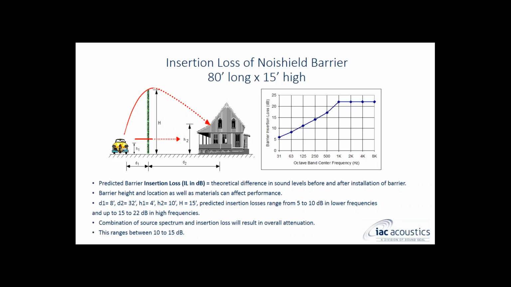It's important to keep in mind that the combination of the spectrum of the source sound energy and the insertion loss is going to determine the overall attenuation. Typically, that overall attenuation for a barrier screen will range somewhere between 10 to 15 dB. And I'll give you a little demonstration right now of how that barrier performance can change by varying the position of the screen and varying the height of the screen.